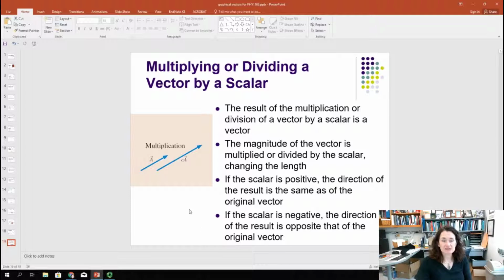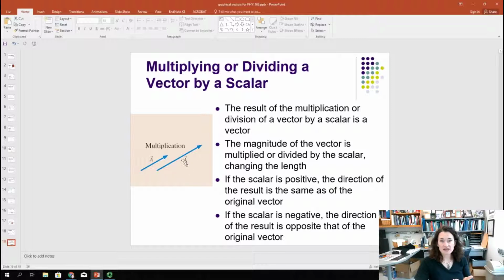Finally, let's talk about what happens if you multiply or divide a vector by a scalar. Basically, you're changing the length. And if it's a negative scalar, you're also flipping the direction. Remember that if we had vector A and multiplied it by minus 1, then it pointed 180 degrees in the opposite direction. However, let's say I have some constant C, which is positive and greater than 1. That's shown here. If I multiply A times C, then I'm keeping the direction the same, but I'm changing the length.